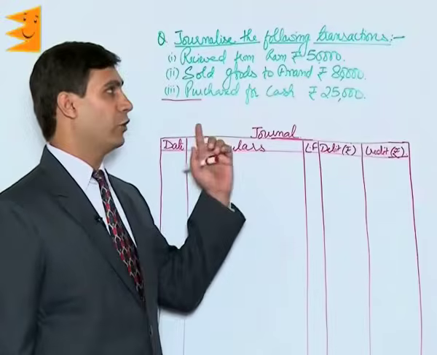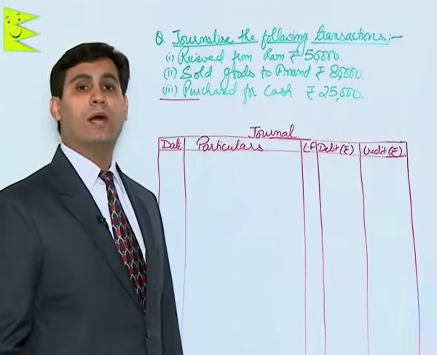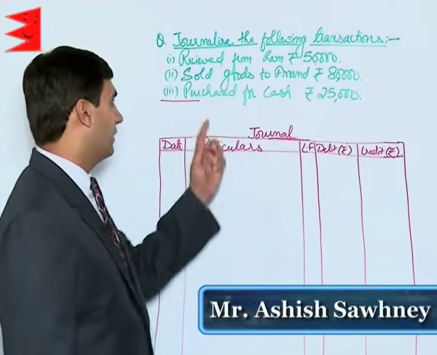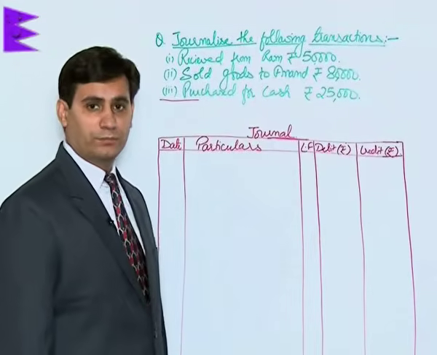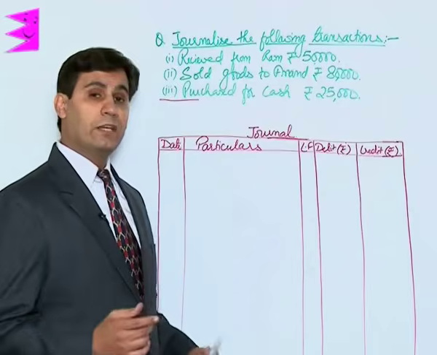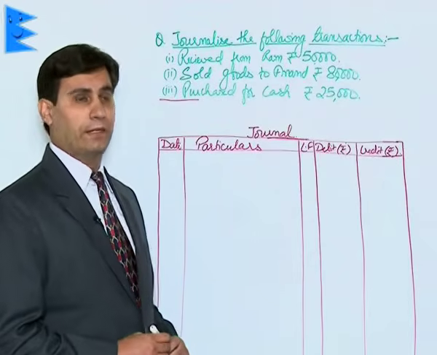Now journalize the following transactions. Now students, here we are going to understand how actually the entries are made. Now the first transaction here is received from Ram rupees 50,000. So now let us first of all analyze the kind of accounts that are involved here, their nature and how the rules would be applied.